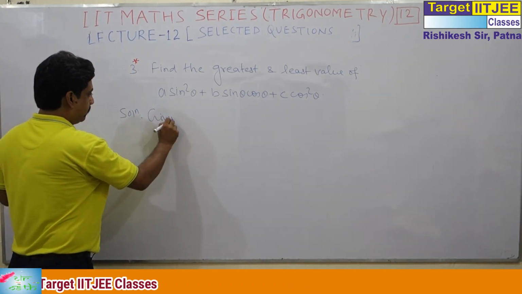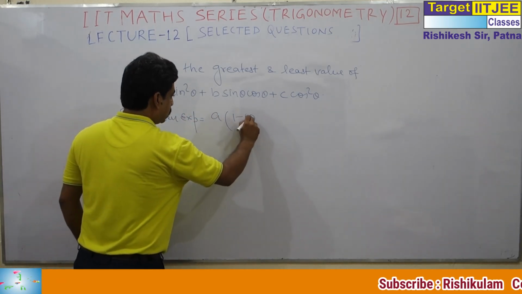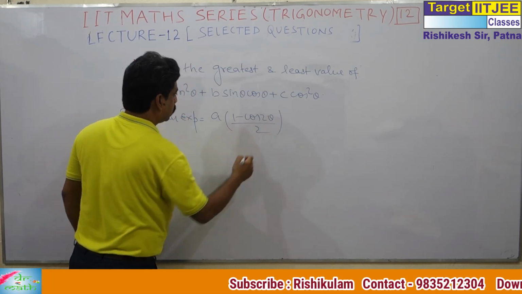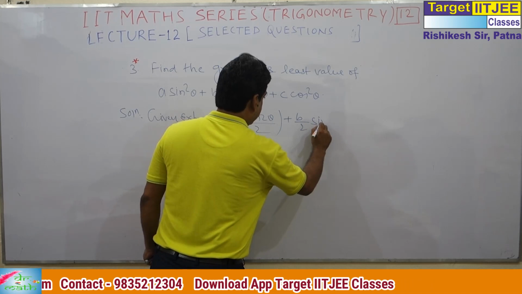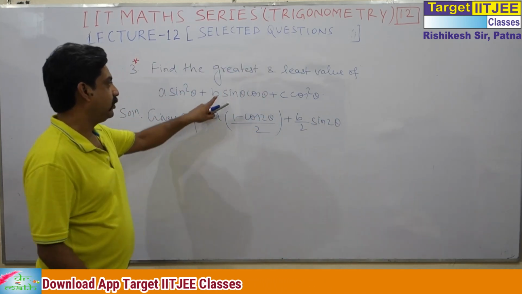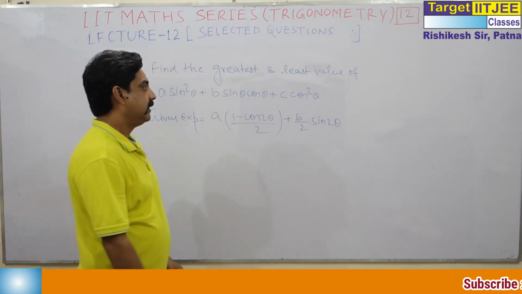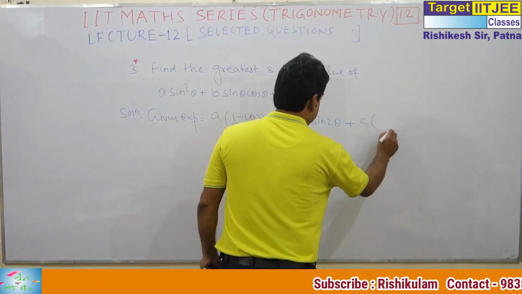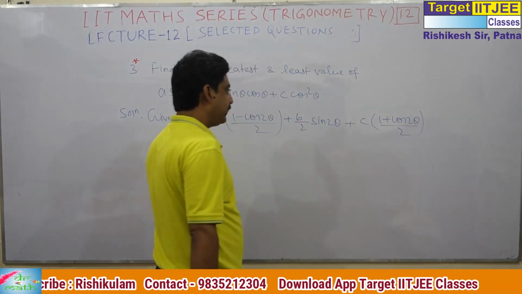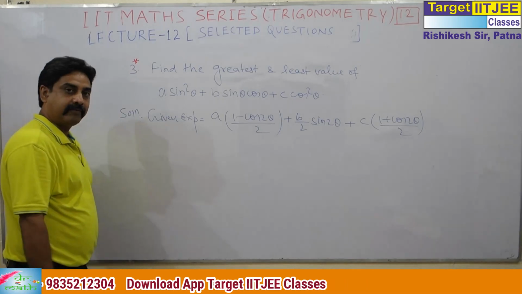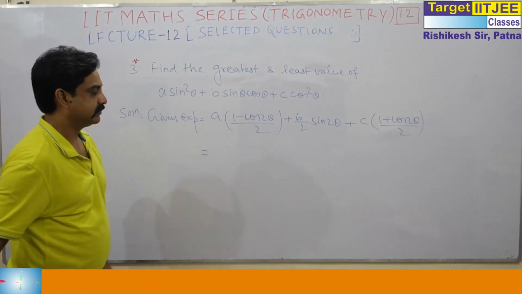Given expression. This is A times (1 minus cos 2 theta) by 2. I think you know the formula. This is B by 2 sin 2 theta. Why? Because we multiply and divide by 2: 2 sin theta cos theta is sin 2 theta. And this is C times (1 plus cos 2 theta) by 2. Are you getting it? I hope so. You have done very well in videos 1 to 6, or otherwise this will be difficult for you.